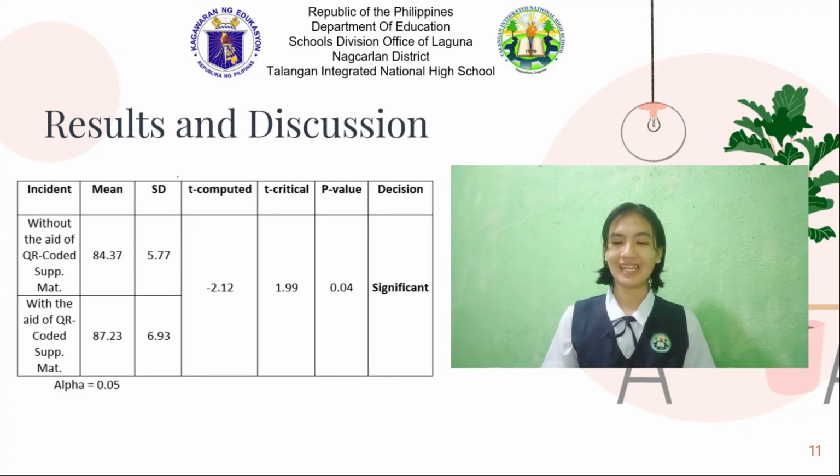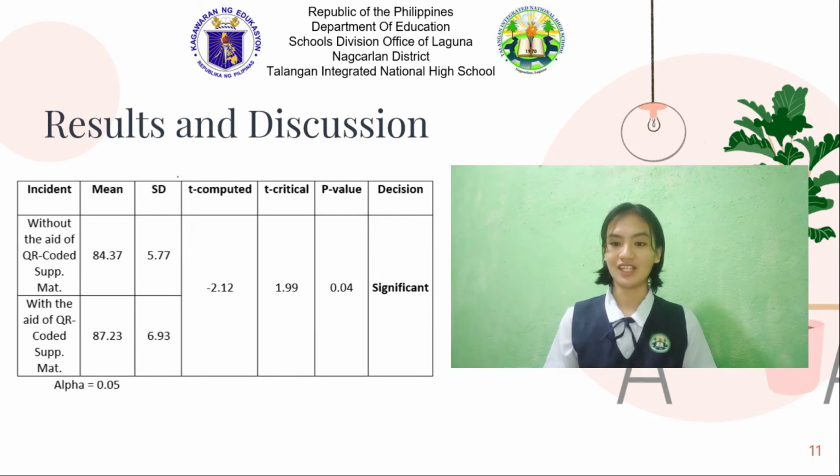Then, the samples highlight the significant difference of means between the two groups. The difference between the mean performance of learners in Practical Research 2 in the first quarter of school year 2020 to 2021 and the mean performance of learners this school year 2021 to 2022 is equal to 2.86.